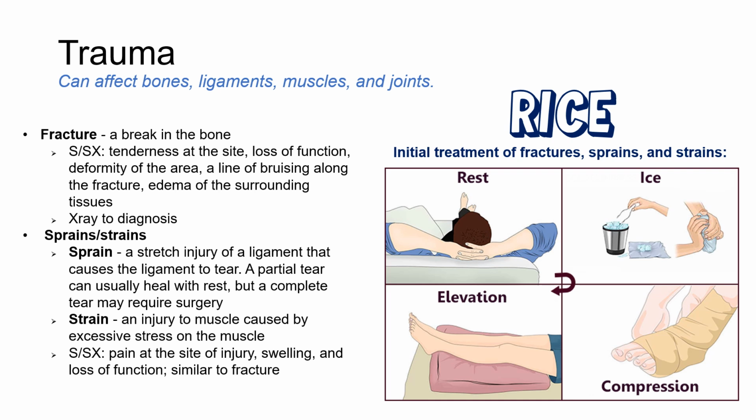A fracture can only be diagnosed with an x-ray. Okay, so you don't want to tell a patient they have a fracture unless they've had an x-ray. And then we have sprains and strains. So the difference between a sprain and a strain. A sprain is a stretch injury of a ligament that causes the ligament to tear. If it's just a partial tear, then it's usually healed with bed rest, but a complete tear may require surgery. A strain is an injury to a muscle caused by excessive stress on the muscle. Okay, so there's no tear.